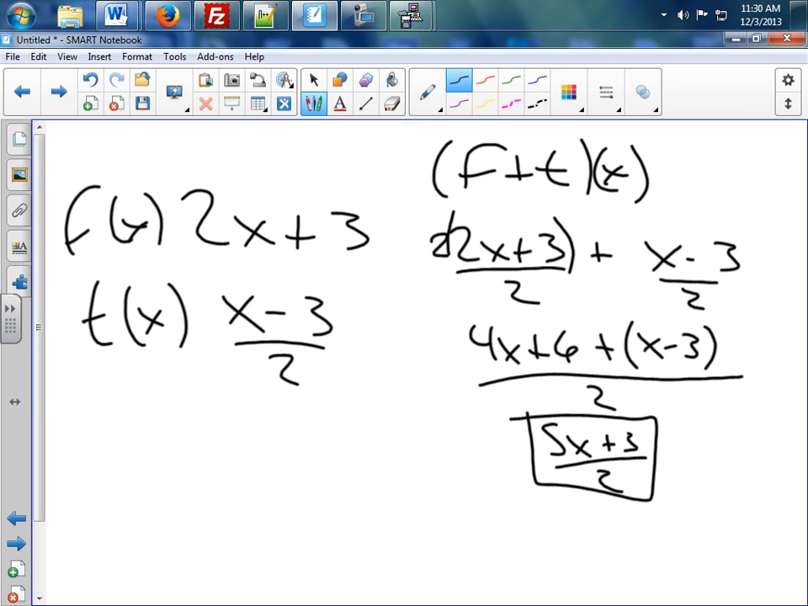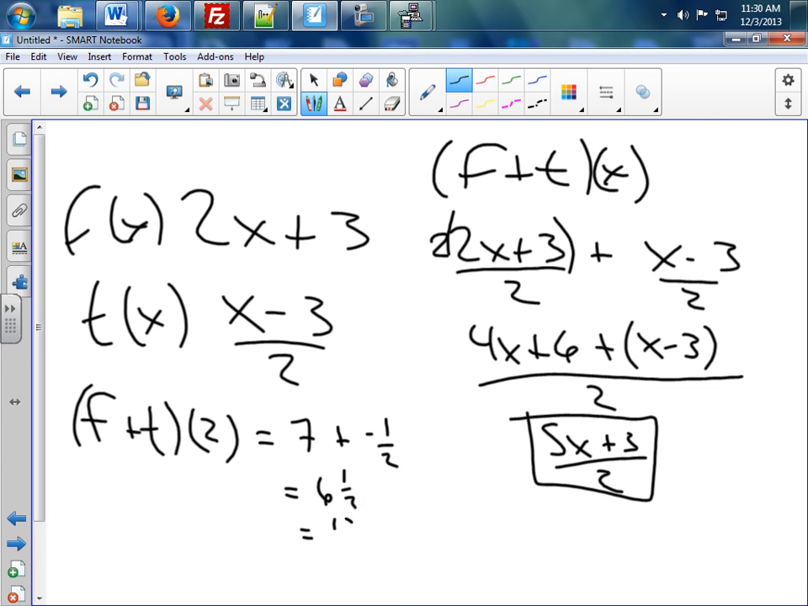And then again, like we talked about earlier, if you wanted to find it of 2, then I would just plug them in. It'd be a lot easier. That would be 7 plus negative 1/2, which would be 6 1/2, which is 13 halves.